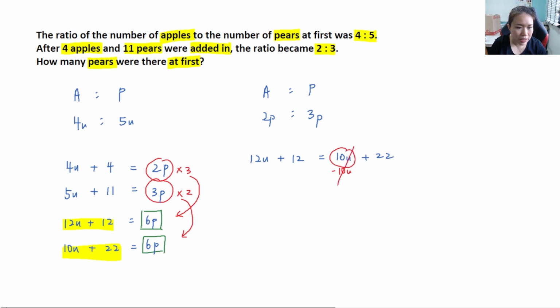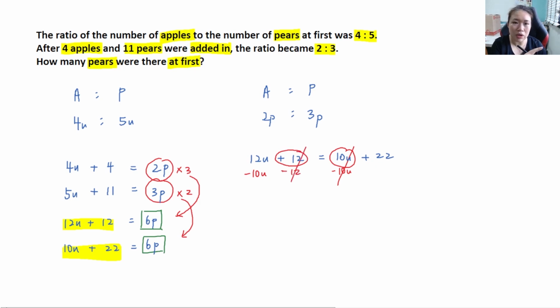So 10u minus 10u gone. So what I taken away on the right side, I'm going to take away on the left side as well. So I'm going to minus 10u on the left as well. And because I take away the units on the right, now I'm going to take away the numbers on the left. So I have plus 12 on the left. I'm going to take away 12 and that will be gone, 0.